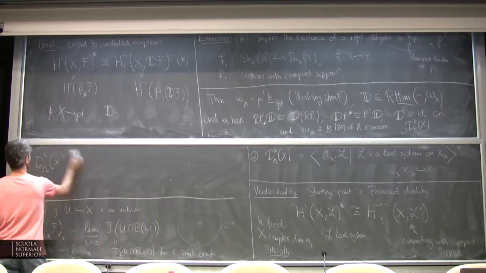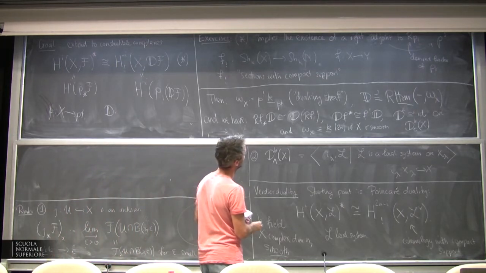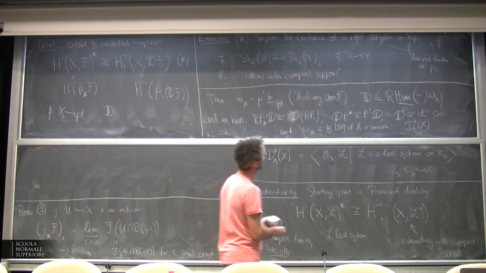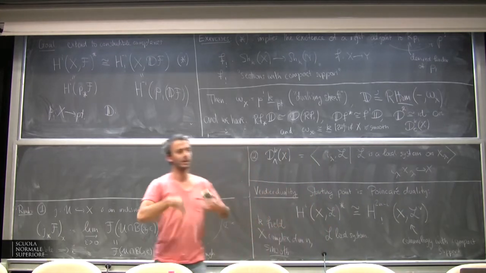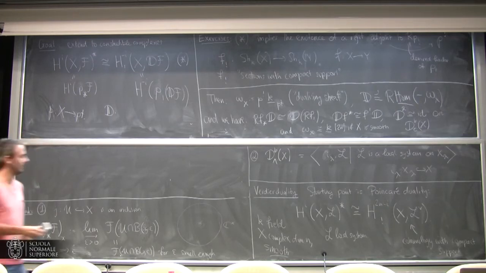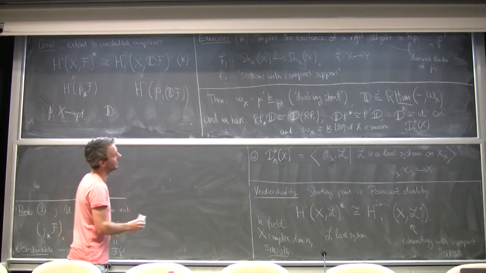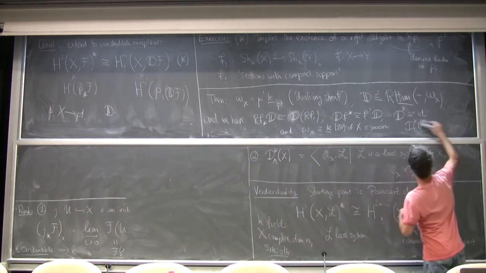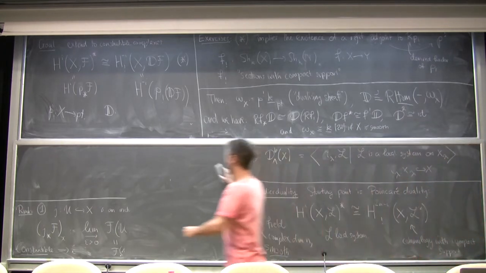What's the proper symbol of g? G is some proper map. D squared is the identity, so it's a duality. In general, a duality on a category is a contravariant equivalence that squares to the identity. So all of this is only defined or makes sense on the constructible derived category.